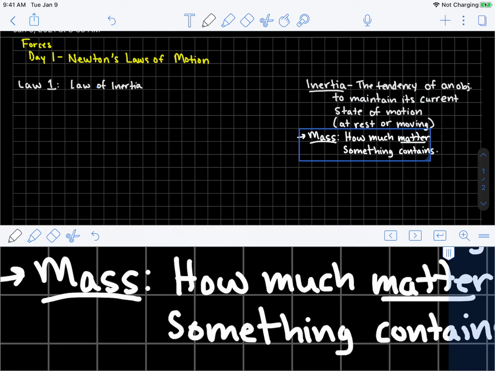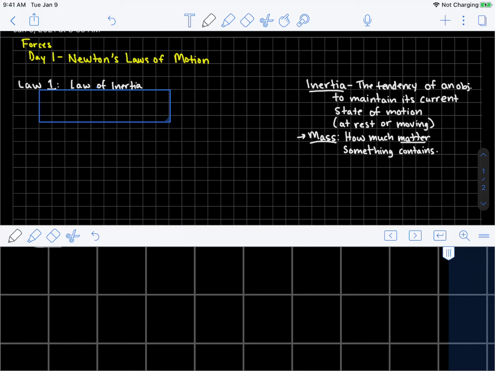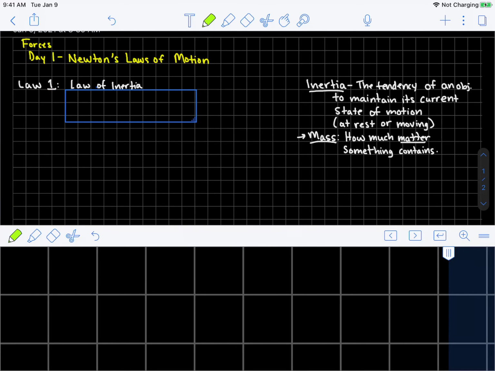Now, the reason I bring mass in is because mass has everything to do with the amount of inertia. Okay, so we'll get to that in just a second. Let's get a formal definition of the law of inertia. Now that we know the words inertia and mass, here is our law stated formally.